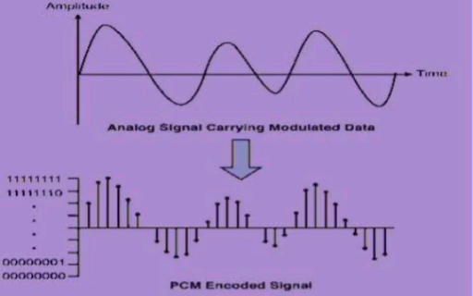For m(t) equal to Am cos 2 pi fm t, delta optimum by Ts equal to 2 pi fm Am. Second type of error is granular noise or hunting, which occurs when message is almost constant. SNR max equal to 3 by 8 pi square into (fs by fm) whole cube, where fs is sampling frequency, fm is message bandwidth.